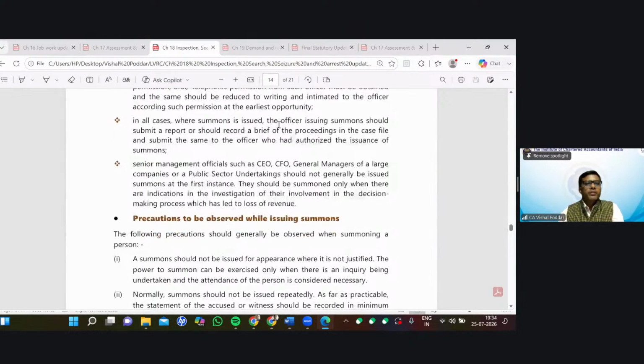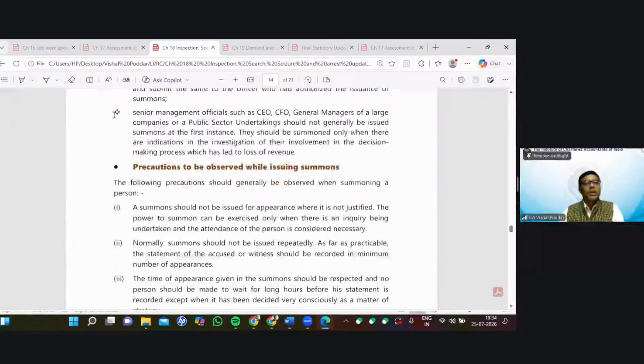In all cases where summon is issued, the officer issuing summon should submit a report or should record a brief of the proceedings in the case file and submit the same to the officer who has given the summons. Senior management officers such as CEO, CFO, general managers of large companies, public sector undertakings should not generally be issued summons at the first instance. They should be summoned only when there are indications in the investigation that they are involved. This is important just to ensure that unnecessarily they are not troubled.